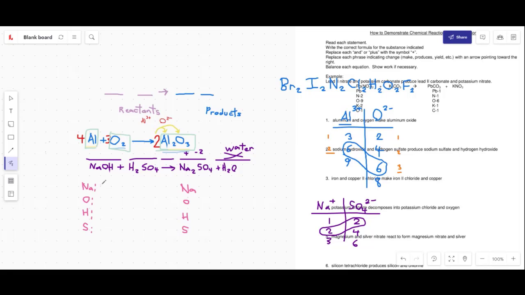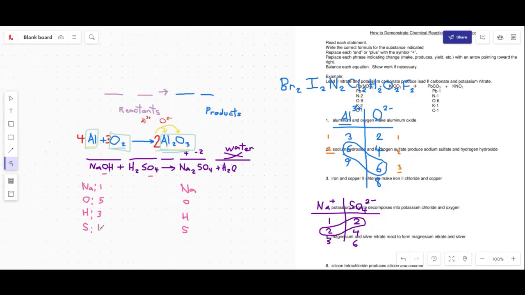How many sodiums on the left side? One. How many oxygens? Five. I have to look at both substances. How many hydrogens do I have on the left side? Three. Remember, it's two different places. How many sulfurs do I have?